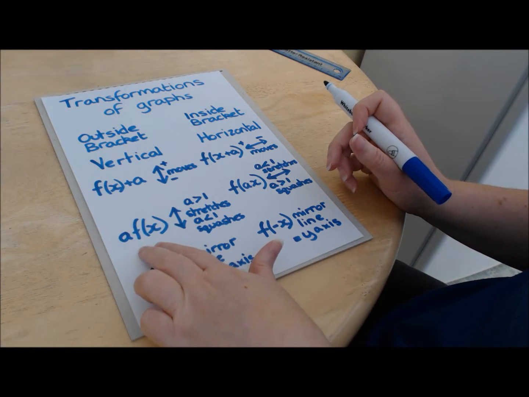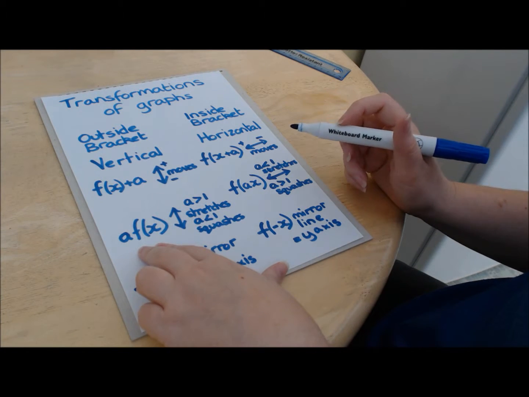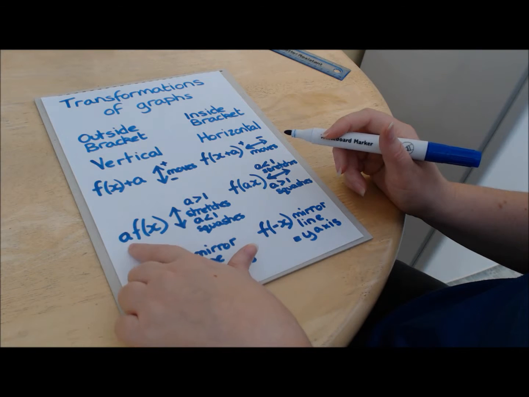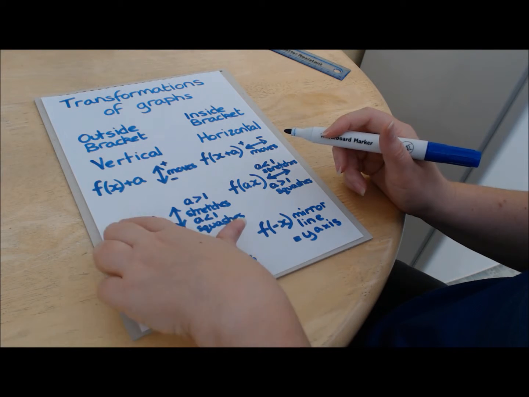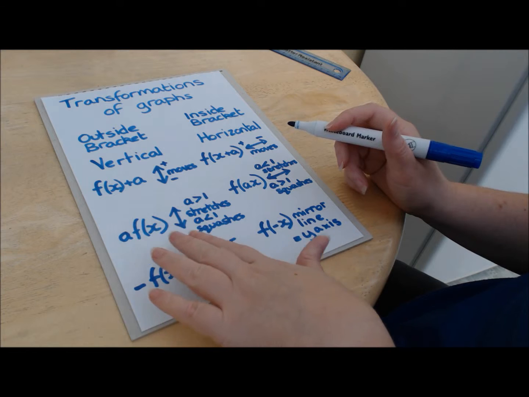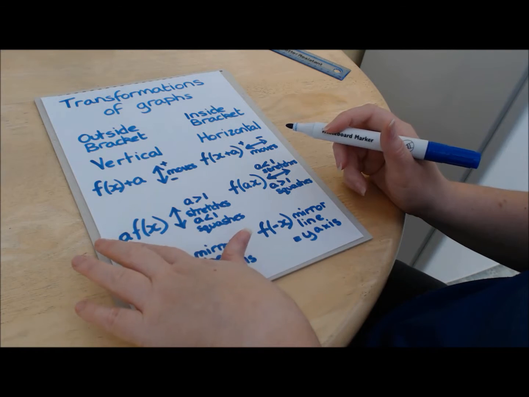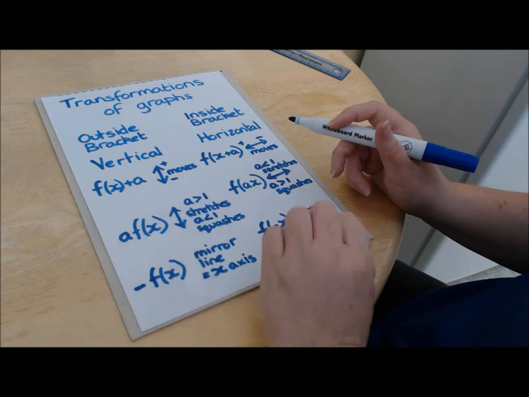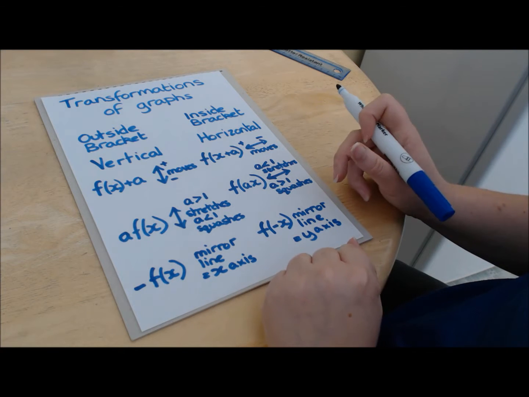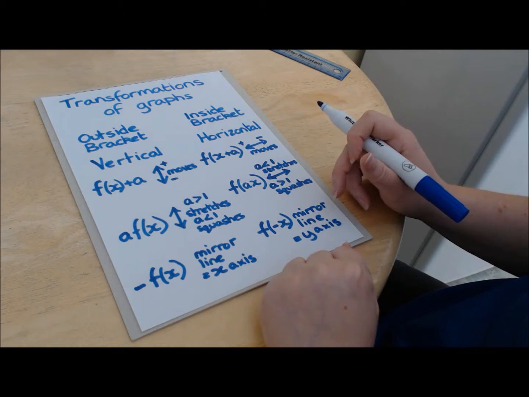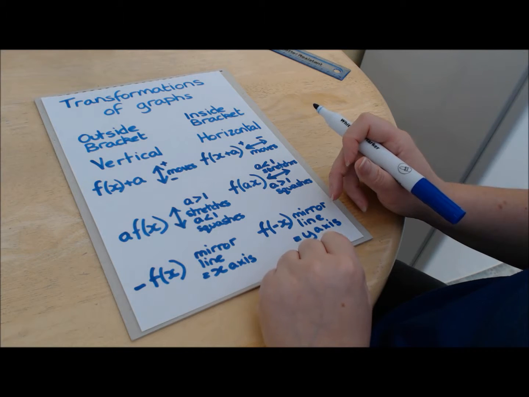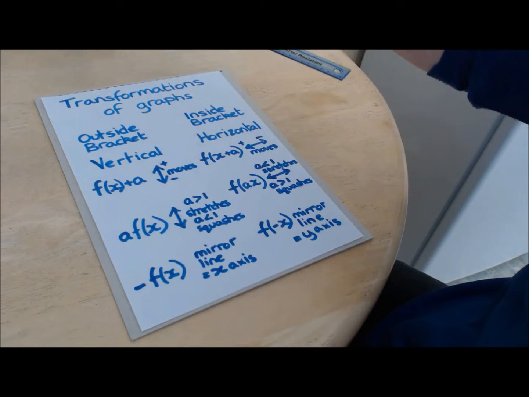Then the next thing that we might have is this situation. So what we've got here is that we've got a number multiplying our function. Again, it's outside of the brackets. Now, when we've got the multiplying outside, this affects the graph by either stretching it or squashing it. And that does it in the vertical direction.